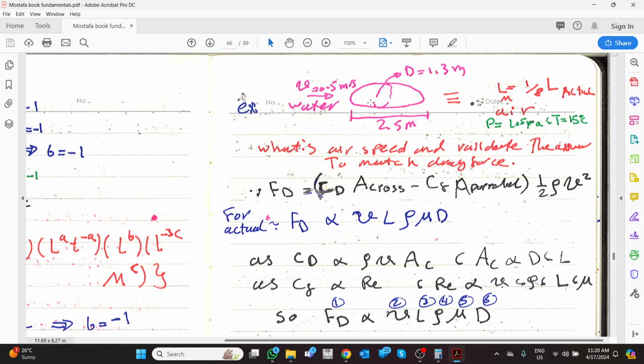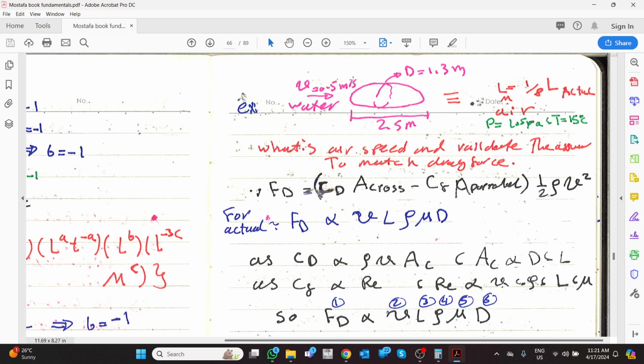Imagine that you have a submarine which is going to go inside the water and you need to simulate it or put it in a wind tunnel anyway, but you cannot simulate the submarine which is 2.5 meters long with a diameter of 1.3 meters. It would take very high computing power. So you decide, and of course, the velocity of the submarine is 0.5 meter per second in the water.